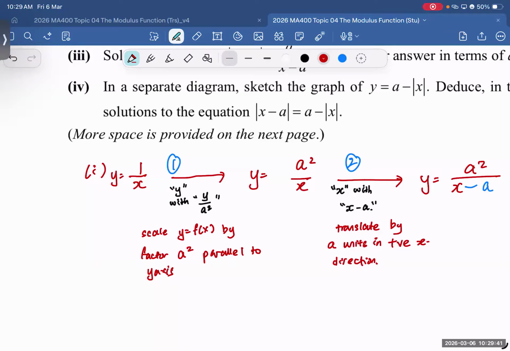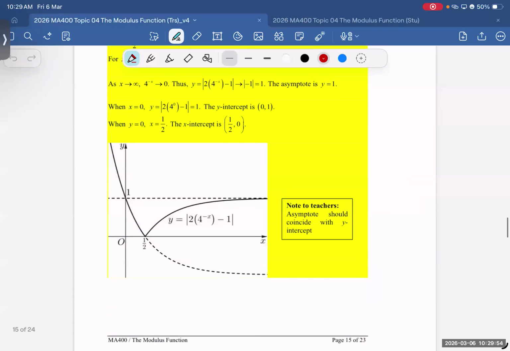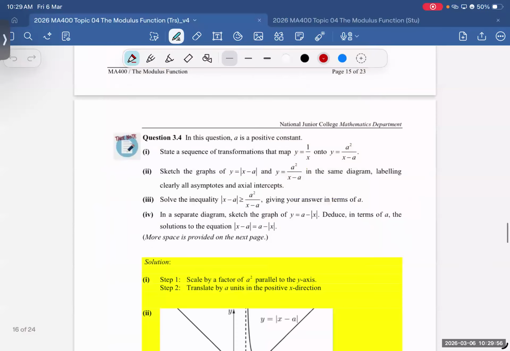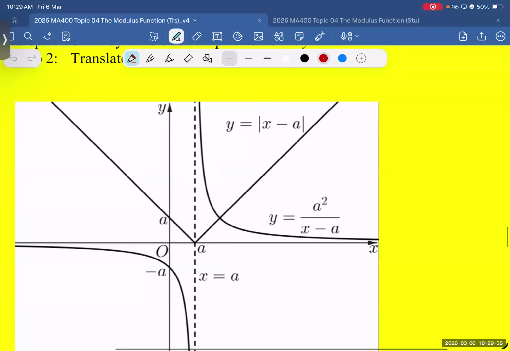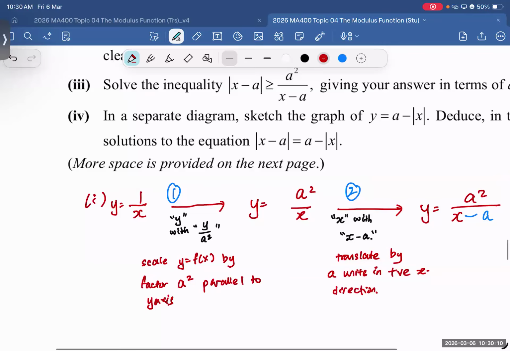Okay, so remember y with y over a squared is actually a times scale factor. X with x minus a, movement is actually positive. Okay, so part 2. Part 2 is something like this, guys. I know it's hard, but you try your best. Try to draw your own. It's a quick show. 5, 4, 3, 2, 1. Okay, no more show. Try to do it yourself.